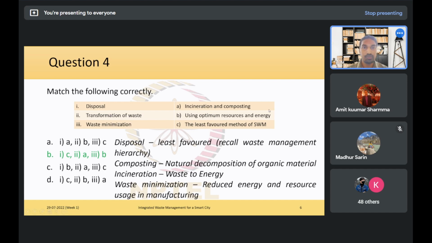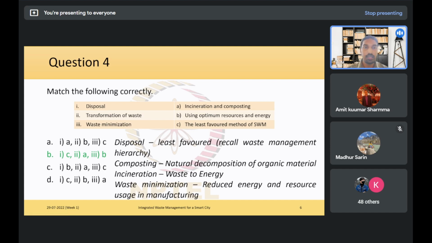So we try to transform waste from its original form into other forms. That is done in different ways. One is incineration, another is composting, and finally, waste minimization is to use optimum resources and energy. So why is disposal the least favored?